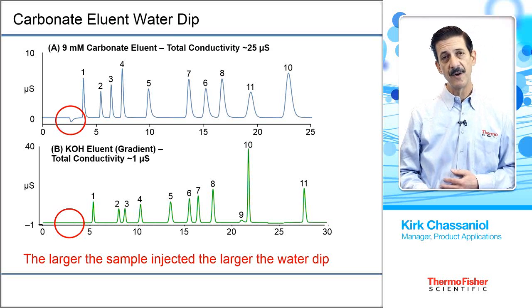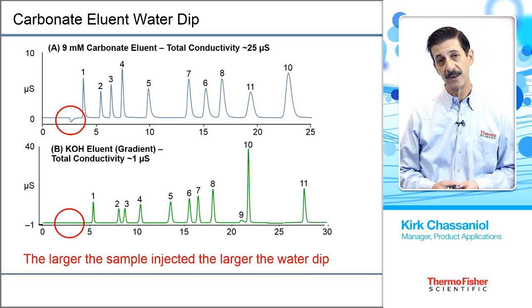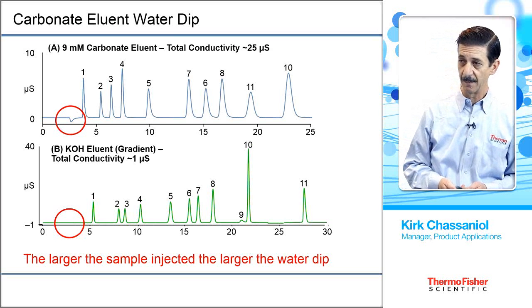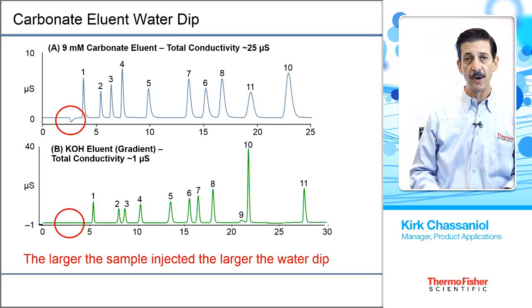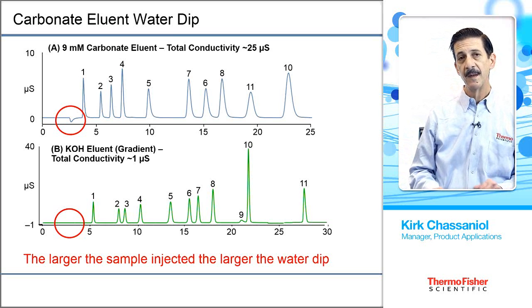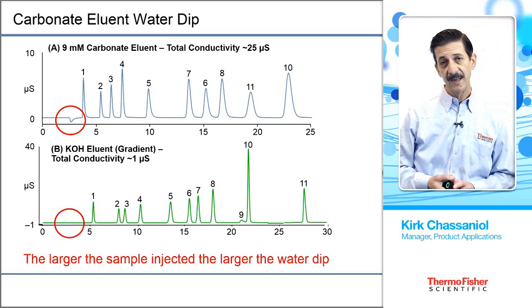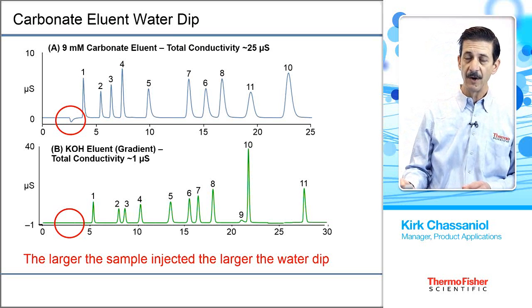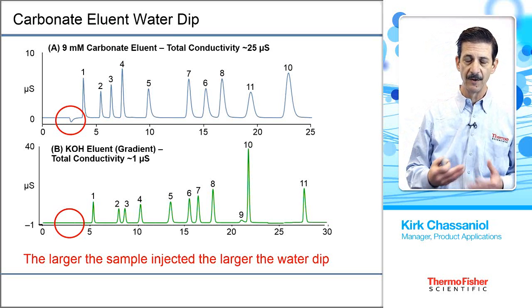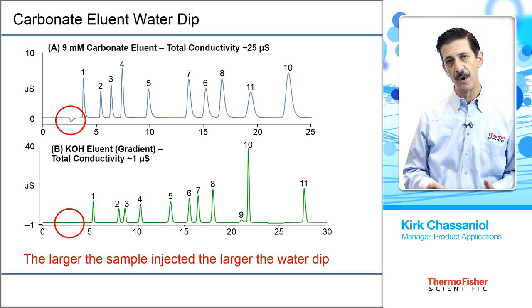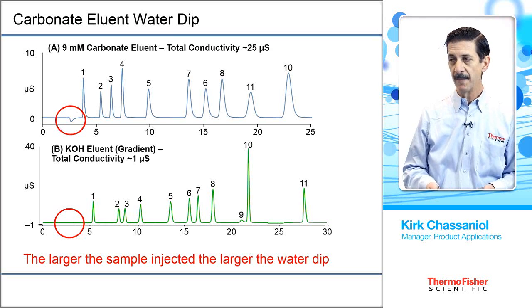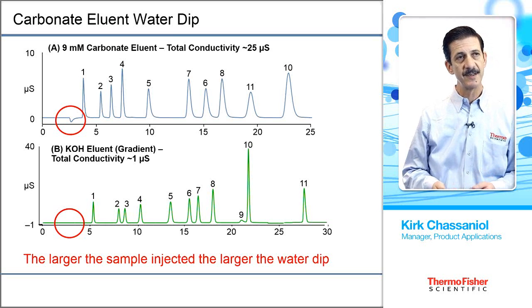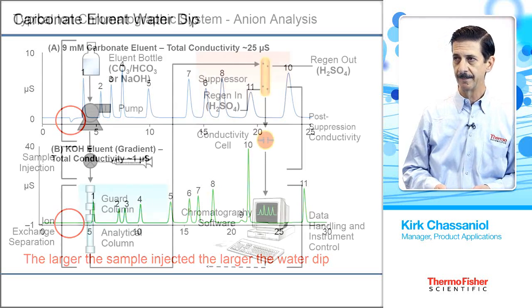Well, when I use hydroxide eluents, my suppressor product is water. So I don't see a decrease in conductivity as the water associated with the sample moves through the detector. Not only that, the overall total conductivity is much lower, and it gives me the ability to run gradients in ion chromatography, which we'll talk about in later slides. But the larger the sample that you inject, the larger your sample loop, the larger the water dip will be. So with large loop injections, hydroxide eluents are the preferred technique.